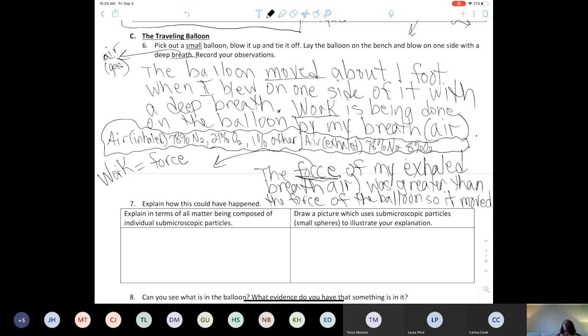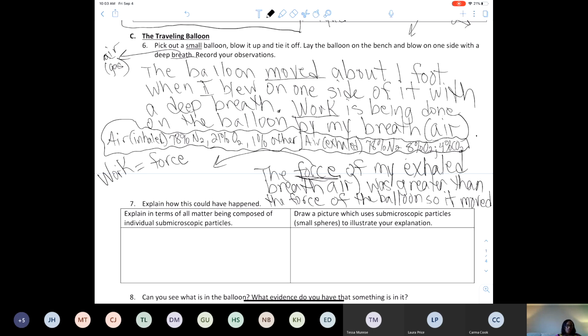And then your blood exchanges the oxygen that it takes in with carbon dioxide. So your body gives back off a lot of carbon dioxide. So therefore, you're going to be breathing out about 4% CO2. And then the rest of the percentages is other stuff.